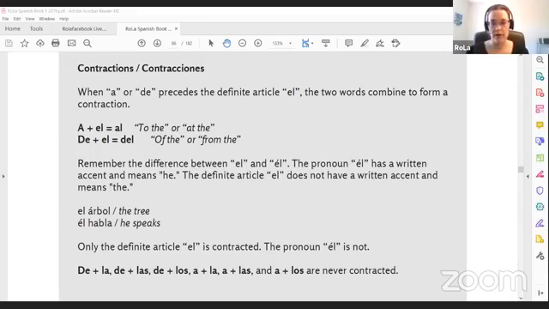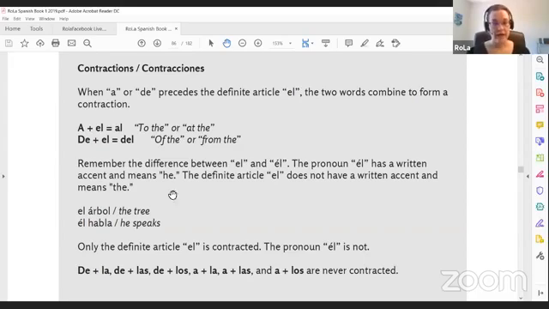So for example, in English, when we say do not and we then make don't, that is the contraction of the words do and not. So we have two words coming together, shortening and making one word. So we're going to take a look at contractions like that in Spanish, looking at the words a and de, and there are a couple of contractions that go with that.